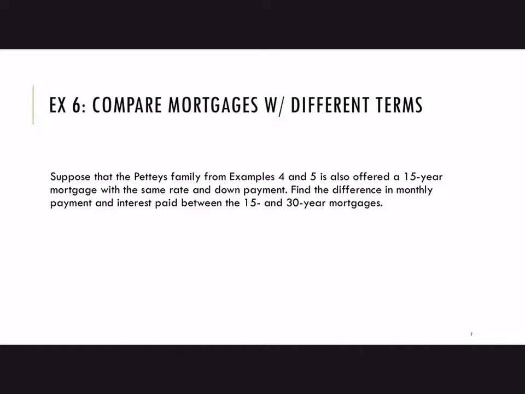Let's compare a couple different offers for mortgages. Suppose this family is also offered a 15-year mortgage with the same rate and the same down payment. Find the difference in monthly payment and interest paid between the 15 and 30-year mortgages. For the 30-year, we've already done the work here. The monthly payment was $794.75, and the total interest would be $146,190.